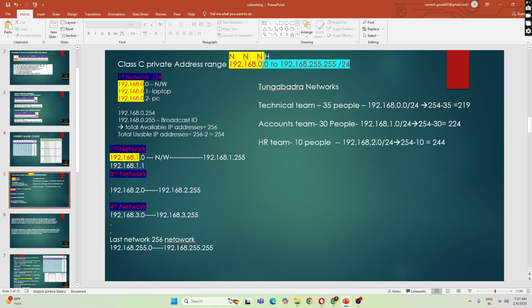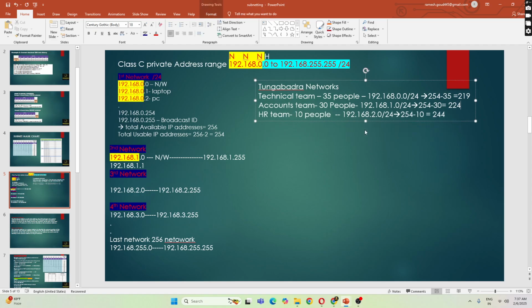Now tell me which network we can take out of these three. You can take any network here. So which network can we take and work on? Okay, fine. To simplify, I'll take the 1.0 network, 192.168.1.0/24. We can divide this network into multiple networks.